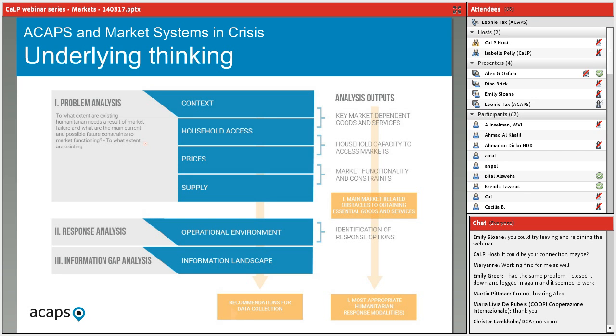So on the slide you'll see an infograph which represents our underlying thinking. And this is based on the minimum standards that Isabel just presented, but also on most of the other tools that are out there. So basically the framework consists of three main components, as you can see on the slide. First of all, it's the problem analysis. So looking at, okay, what has happened, what are the needs, and to what extent are those needs a result of constraints to market functioning. The second component is response analysis. And the third one would look at information gap analysis.